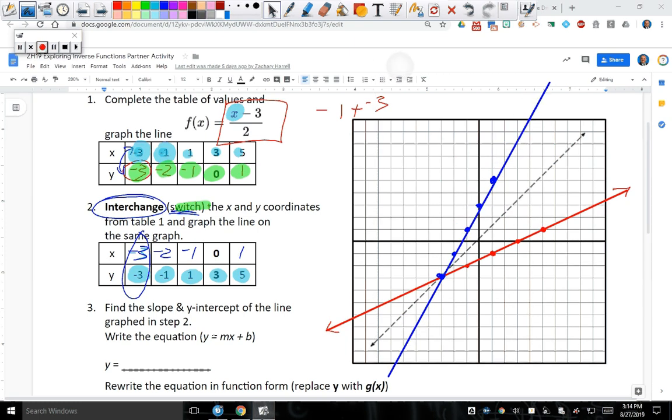Alright, so it's going to have blue arrows. And there's our lines. Are we good, guys? Okay. Number 3, we're going to look at the blue function. And it says, write the equation, and we're going to write it in y equals mx plus b.